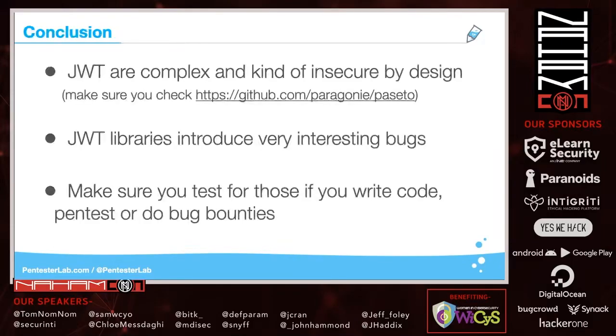Final conclusion, JWT are complex and kind of insecure by design. Make sure you check PASETO, should be a bit better than that because it's less agile. JWT library introduced very interesting bugs, so that's why it's always worth looking at those. JWT is such a complex format, but it's a really interesting thing to audit. It's that fine line between crypto and application, so like crypto engineering. And that's something that is really interesting because even if you're not like a math wizard, you're going to find cool bugs. And make sure you test for those if you write code, pen test, or do bug bounty.